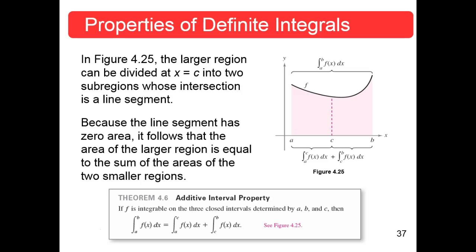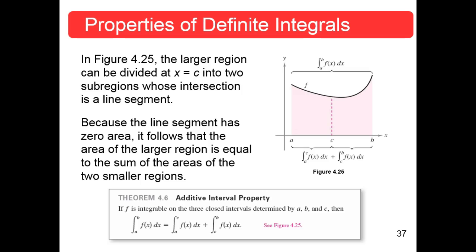Because the line segment has 0 area, it follows that the area of the larger region is equal to the sum of the areas of the two smaller regions. Oh, wow, what a surprise. If this region is made up of this and that, then the area is that area plus that area. Yeah, I think we can handle that. So the integral from a to c of f of x dx plus the integral from c to b of f of x dx is just going to be the integral from a to b of f of x dx. If these two are the same, then you can just combine them.